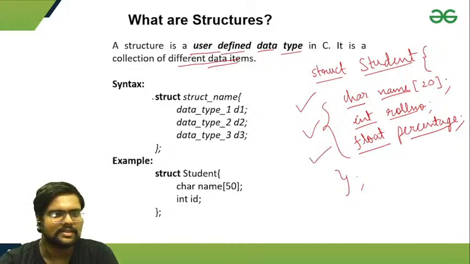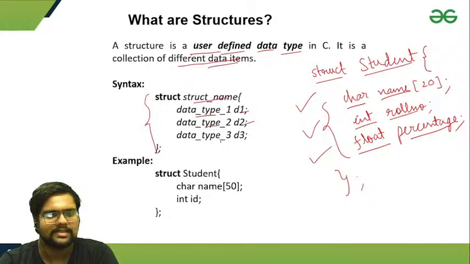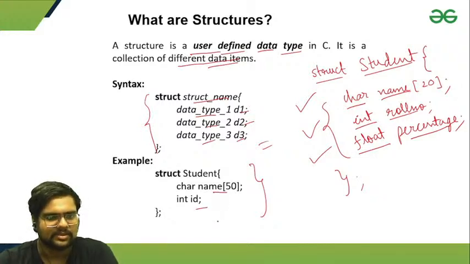This is the syntax to declare the structure, in which we have a structure name, then a data type and its name, then data type 2 and its name, then data type 3 and its name. When we declare the structure, we can't initialize it. We will see in later slides why. Here also, in the example, the same structure is shown with two data members: a name and an ID. So this is our structure.